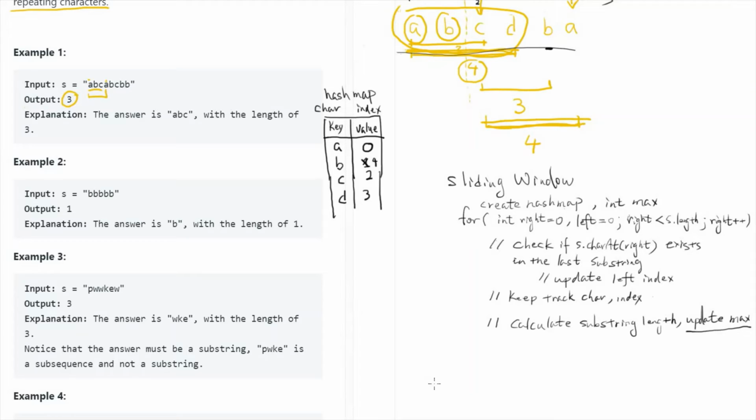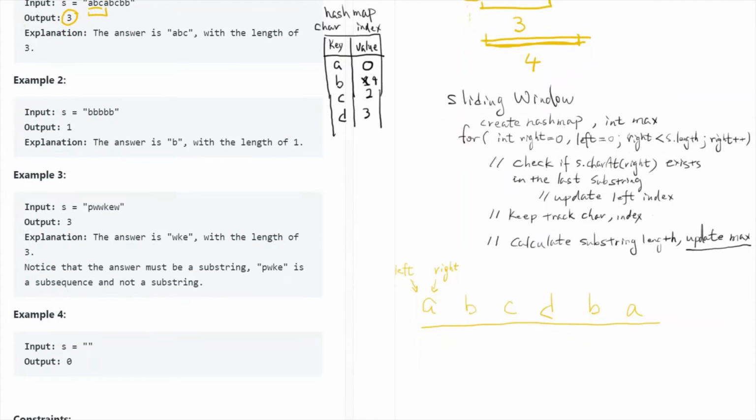Here is our string A, B, C, D, B, A. Then we have two indices. Here is the left and the right. Okay, when we start our process, both indices are pointing to the first character in the string. Here are the indices for each character in the string: 0, 1, 2, 3, 4, 5.